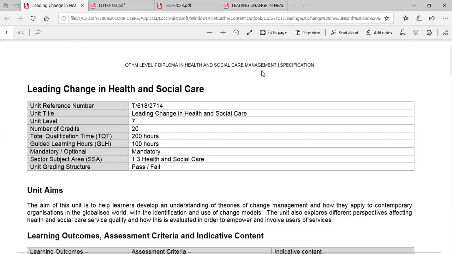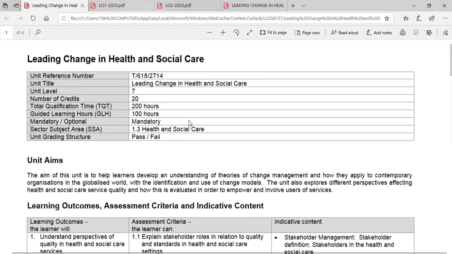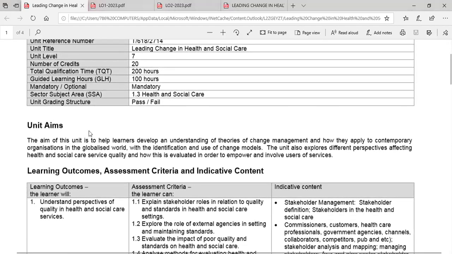So I'll just share this with you. This is the specification. I'm not sure if you've had a look at this on Moodle. Oh yes, I had a brief look at it on Moodle. So I'd like to go over it again. Yeah, that's okay. So this unit aims to develop your understanding of certain theories of change management, and how you can use these theories in order to bring about a change wherever you are. It doesn't matter if you're in healthcare, you might be in some other organization. So it's just those important bits that we need to know.